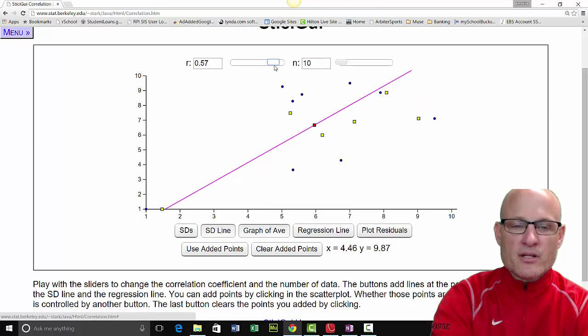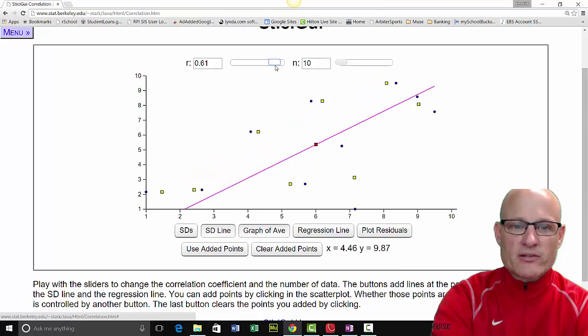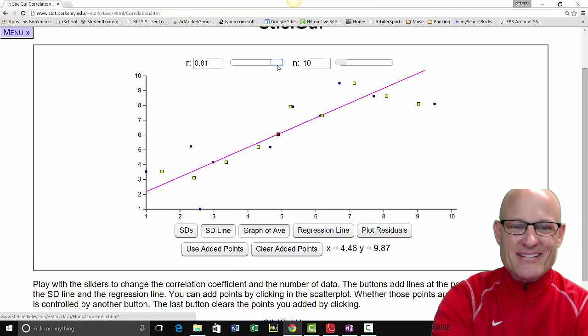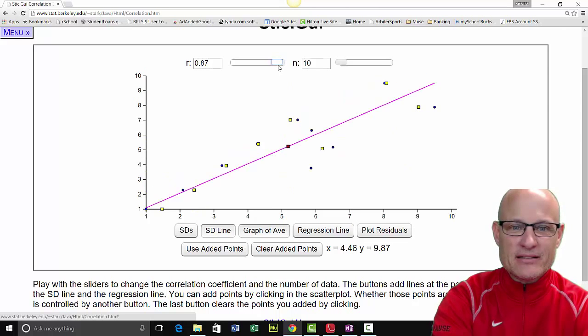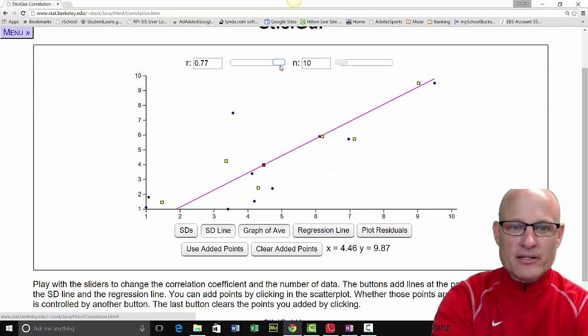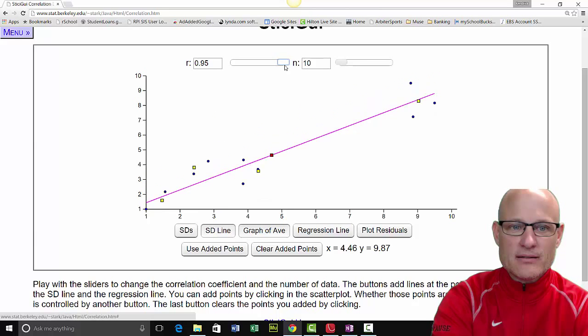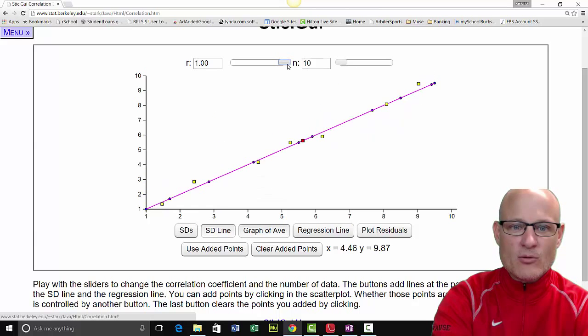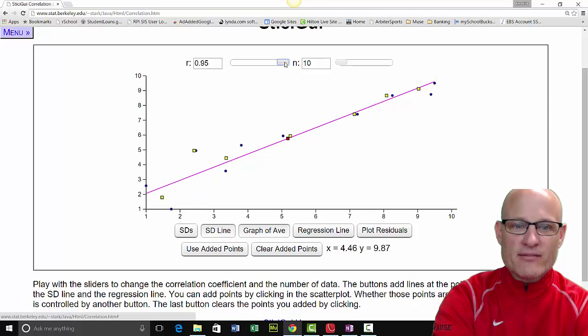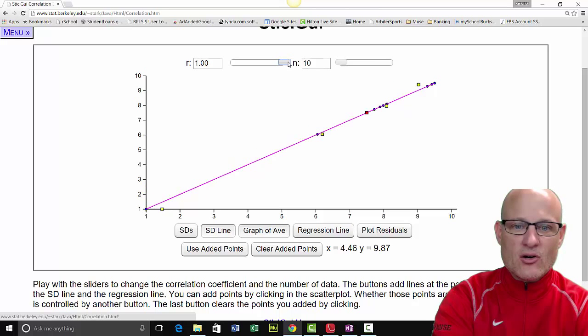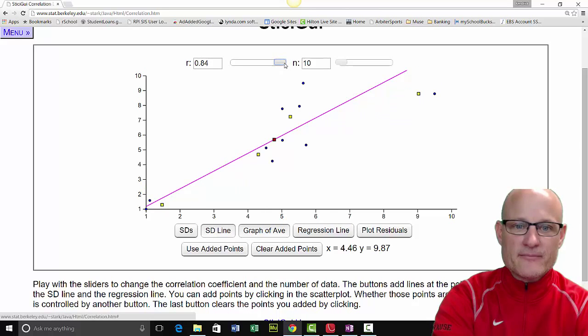Watch what happens. 0.6, 0.8. Notice what's happening. And then when we get almost all the way to 1, they're almost all on the line. Take it down to 0.95. A little bit off the line, all on the line. A little bit off the line. When I get to 0.8, they're close to the line, but all off the line.